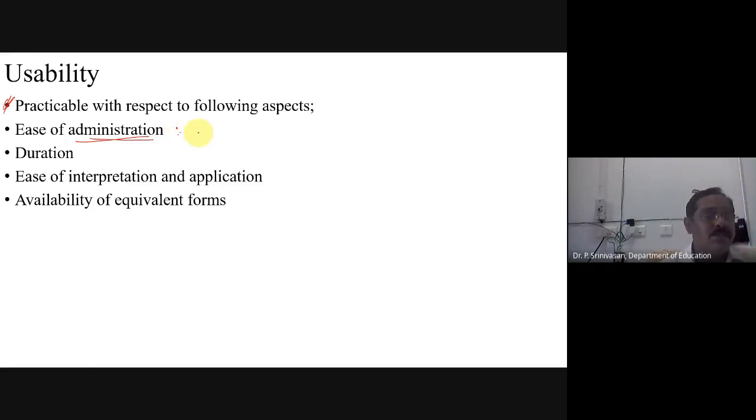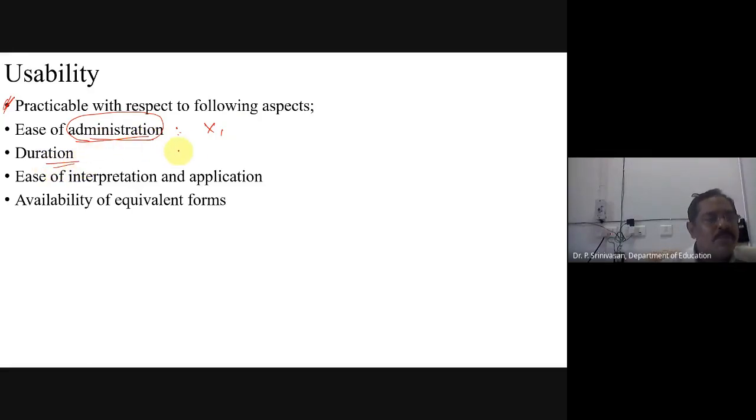Like that, there is a 10th examination. Particularly for a KV school, it is across India. If it is a state, it is across the state. Suppose state board schools, that will be across states. So it should be easy to administer across the state or across the union of India. That should be easy. And the duration.